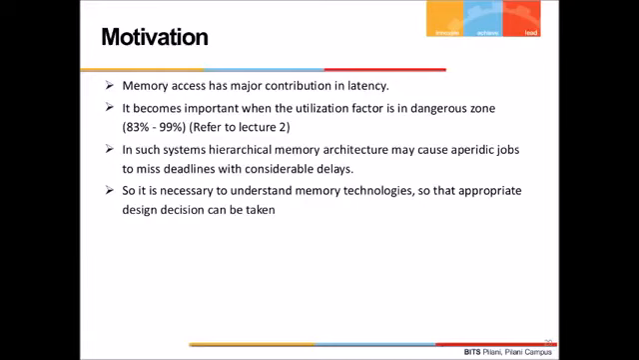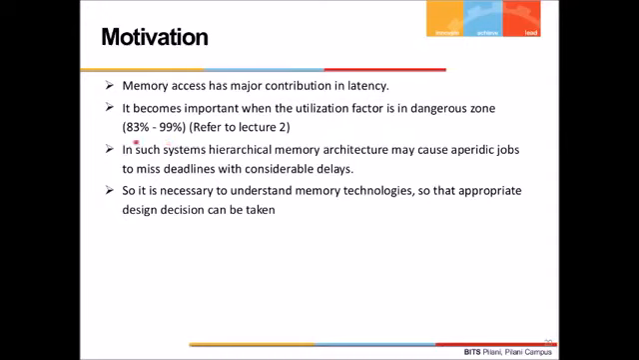So it becomes important when the utilization factor is in the dangerous zone, right? 83% to 99%. If you remember the first lecture, I think, second lecture, I have shown a table where the utilization factors have been given. Anything beyond 69%, we slowly get into the danger zone. Of course, when we tend towards 100% utilization, we are getting into an extremely dangerous zone.